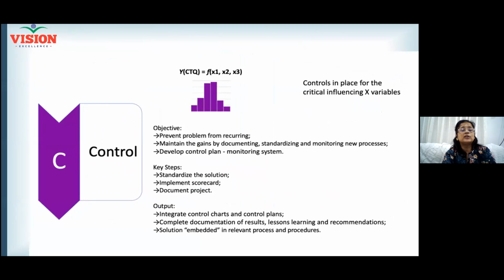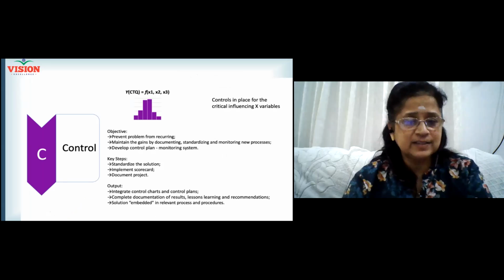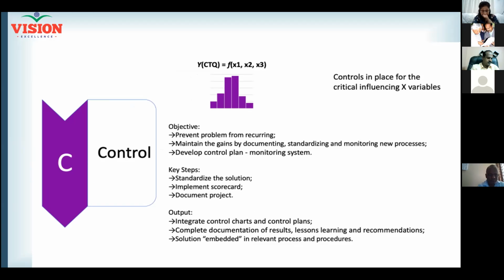So the control phase is really going to give us the objectives of a control phase. You prevent problems from reoccurring. You maintain the gains by documenting, standardizing, and monitoring the new processes. Then you develop a control plan through a proper monitoring system. What are the key steps?